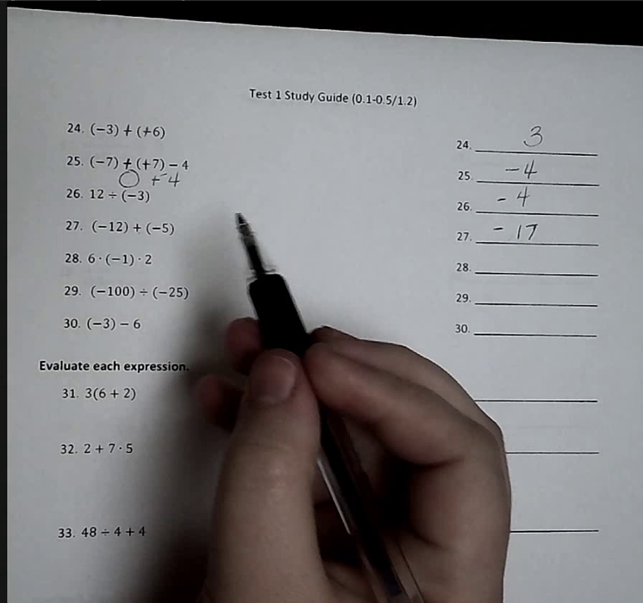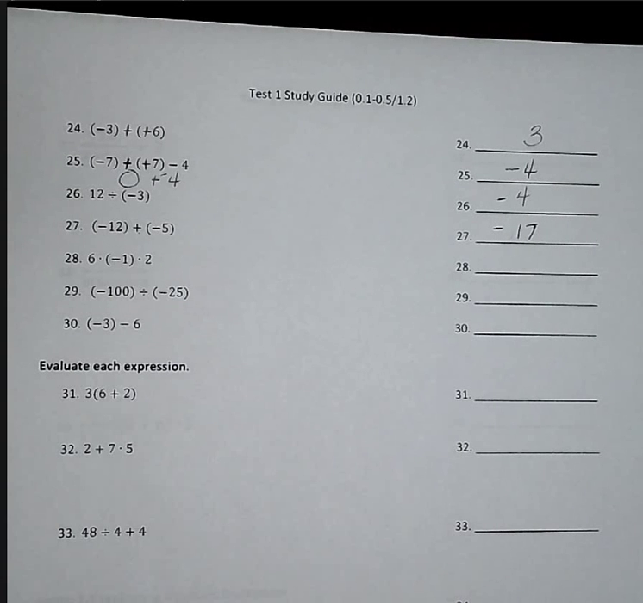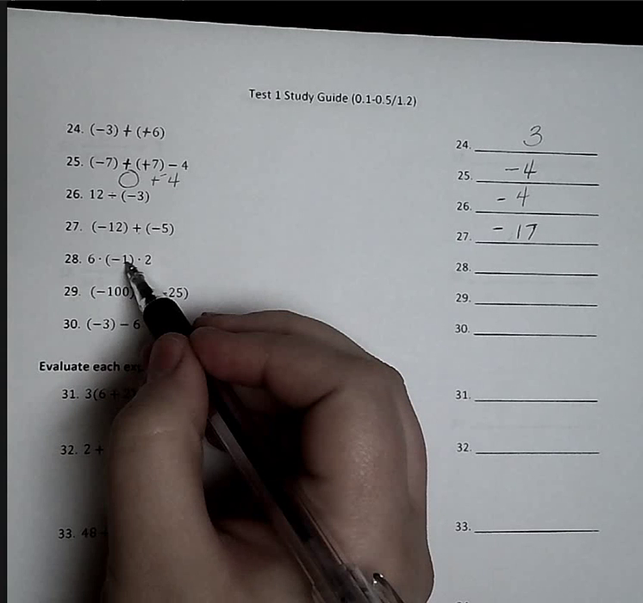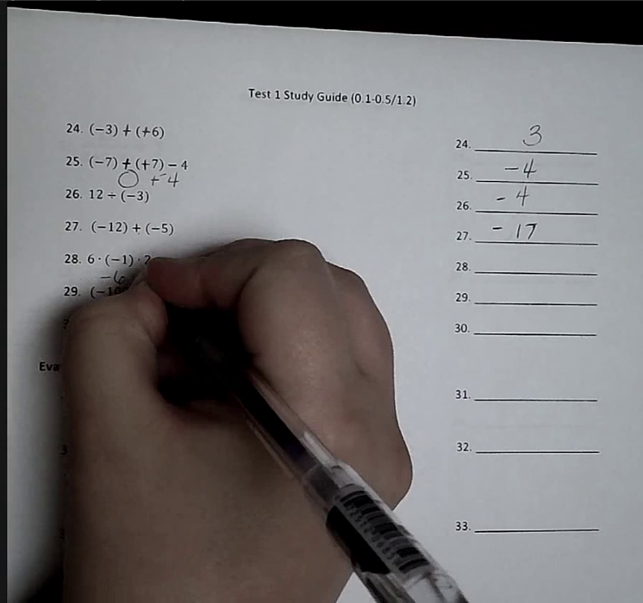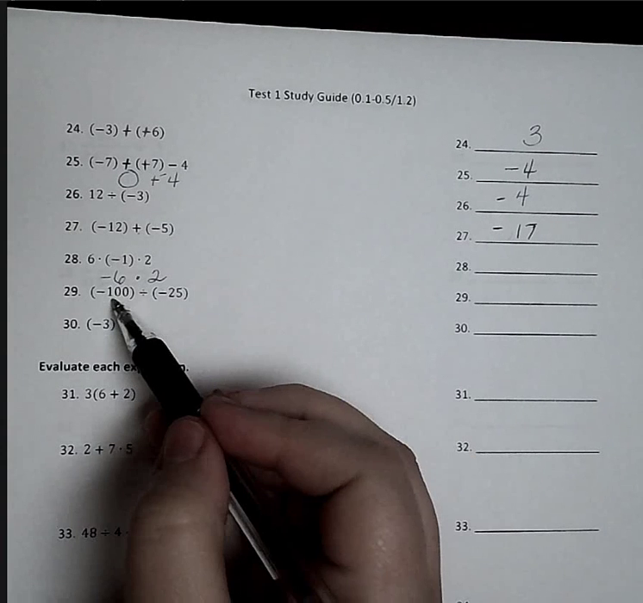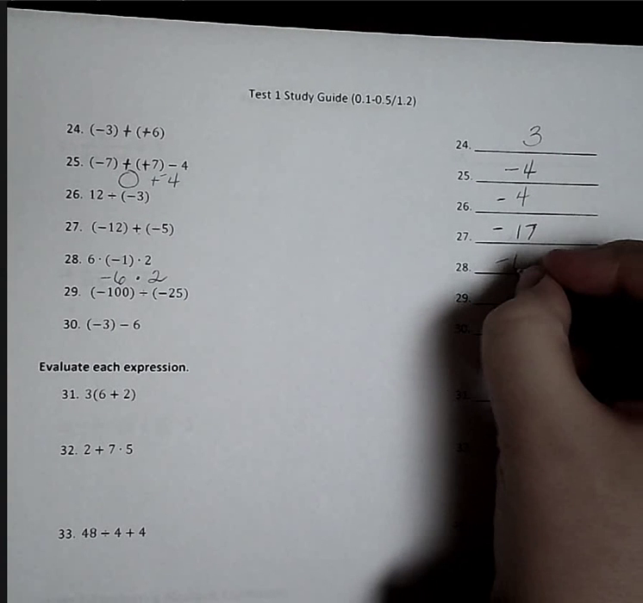Okay, so this is multiplication. So you just multiply from left to right. 6 times negative 1 is negative 6. And then negative 6 times 2 is negative 12.